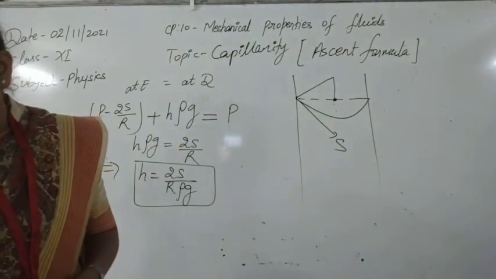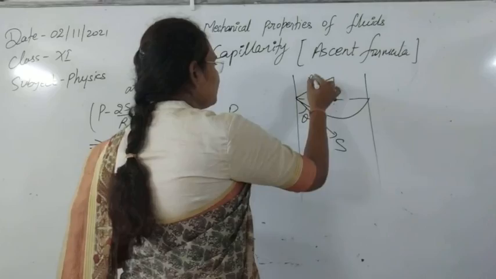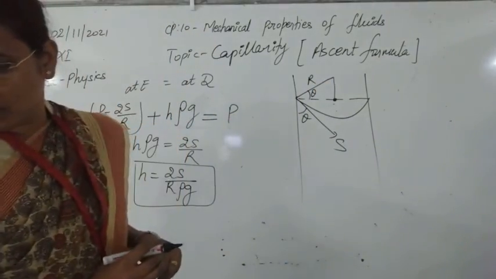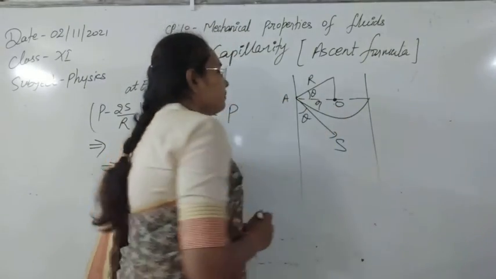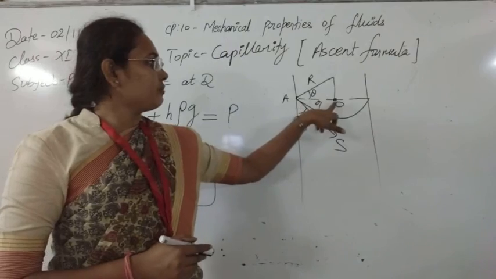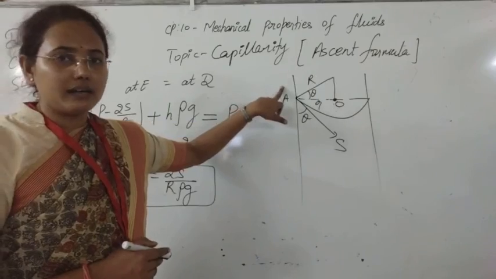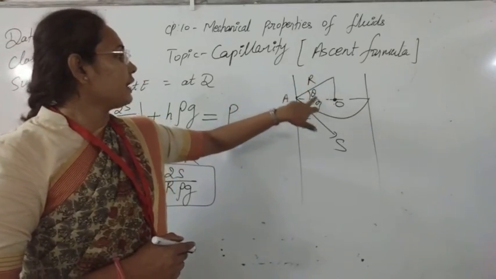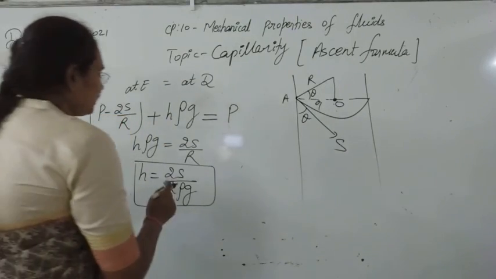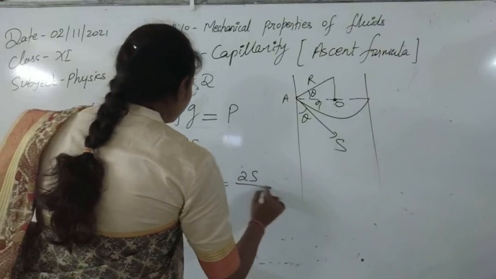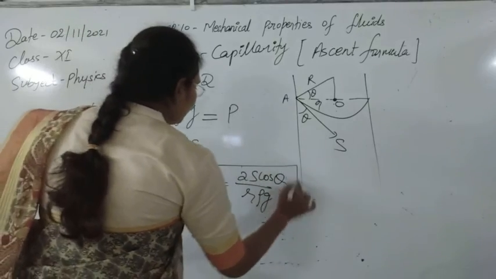If you have to find the radius, this is also theta, and this is r here. Suppose this value is a, and this value is smaller. If we know the distance of this from the center, then we can use the geometrical concept here, because this will be the radius of this liquid meniscus. So it can be obtained as capital R equals small r upon cos theta. So in this formula, if you write 2S upon small r rho g into cos theta, this is called the ascent formula.